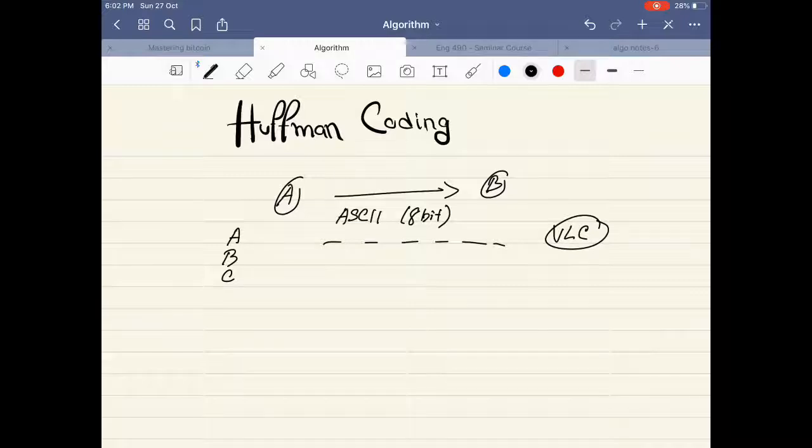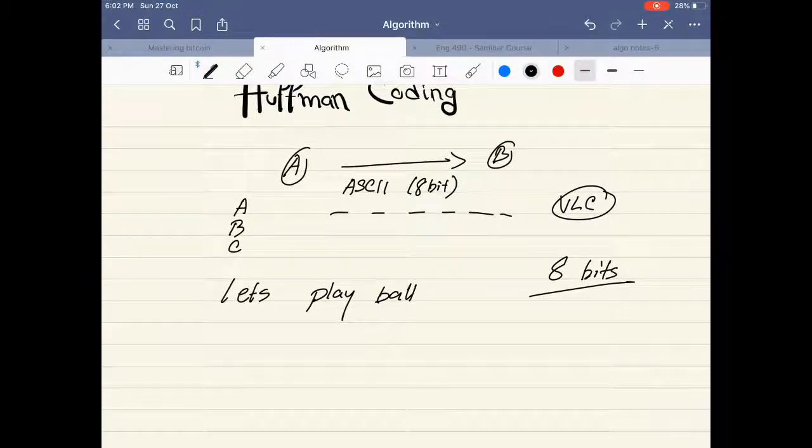So let's say you want to send a message which is "let's play ball." Okay, so does this message contain all the characters in the English language? No, it doesn't. So do we need all 8 bits to actually uniquely identify each one of these characters? We don't, because there are a few characters we are working with, so we can use fewer bits to represent all of them, thus less space.